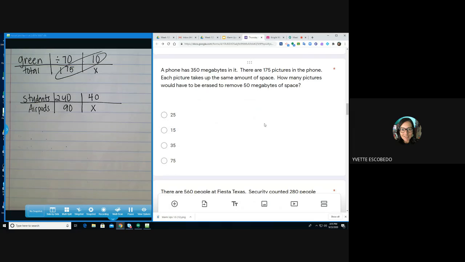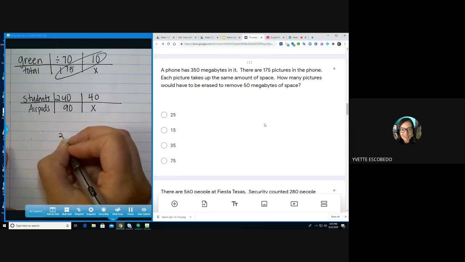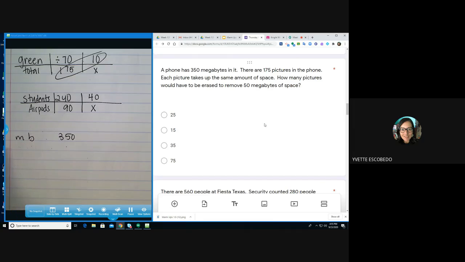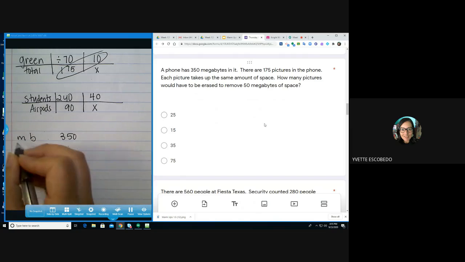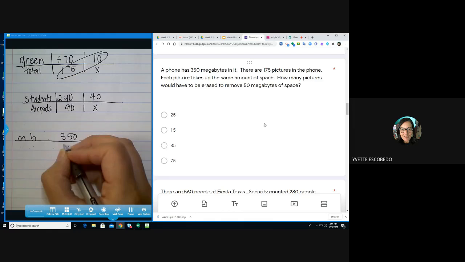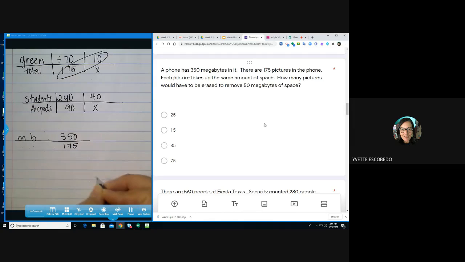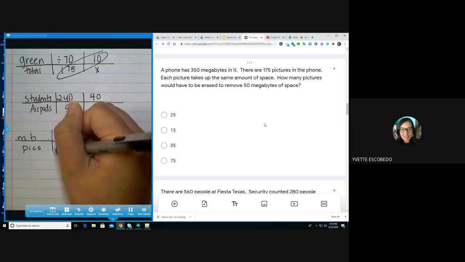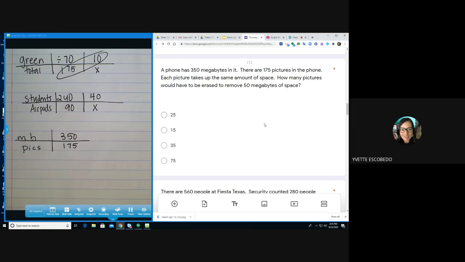So let's go back to the beginning. The phone has 350 megabytes in it. So I'm going to put 350, and this is megabytes. I'm just going to put MB for megabytes. 350 megabytes in the phone. The next sentence says there are 175 pictures in the phone. So 175 pictures, pics. So 350 megabytes from the first sentence, 175 pictures.